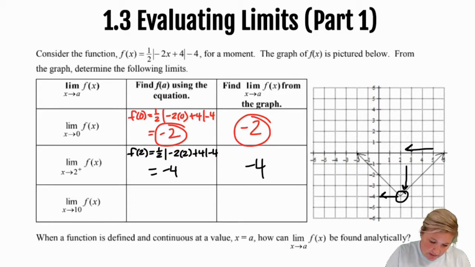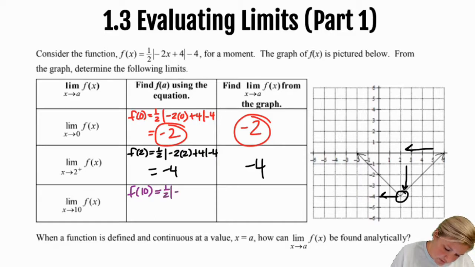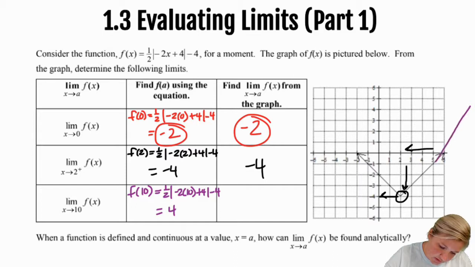Same thing as x approaches 10, but we can't really see that on the graph, but we can fill it in. Remember, that's just going to be like f of 10, which is 1/2 times the absolute value of negative 2 times 10 plus 4, and then minus 4, which is going to be a positive 4. If we carried the graph out here, it would cross at 4. So it works out both ways.